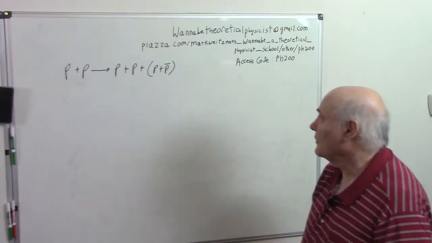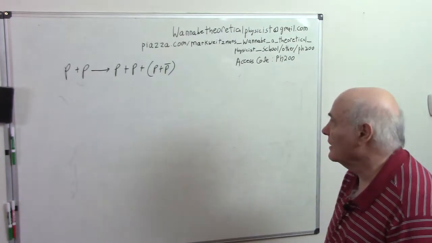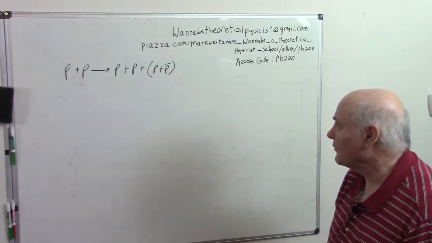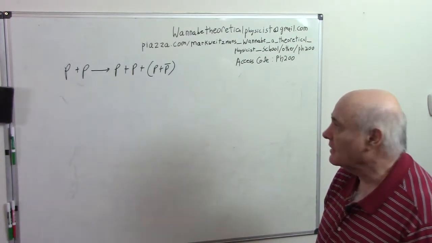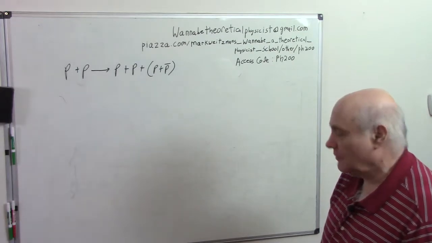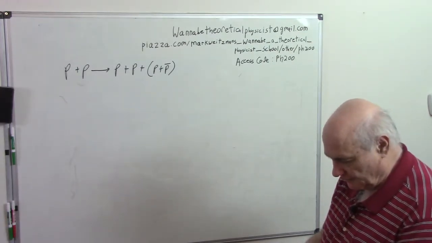Hi, so this is Mark Weitzman, and I want to continue with some particle physics problems in relativity. Here we're going to do some what are called threshold problems, so let me read it to you.